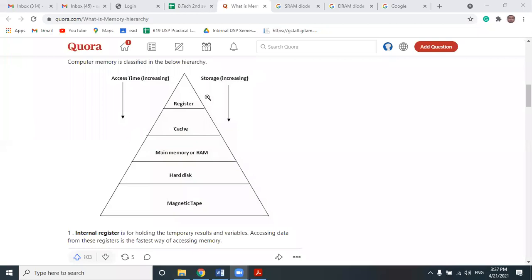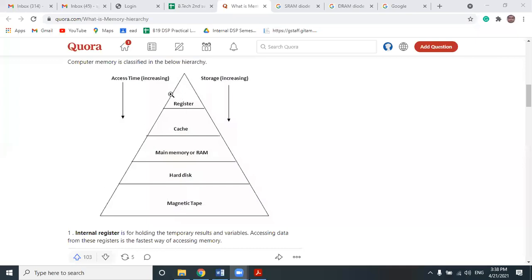Look, it is called increasing. Increasing means the access time is increasing, or you can say the speed of the memory is decreasing. Access time is equivalent to the speed of the memory. So access time increasing means speed of the memory decreasing. So register is the fastest memory in a computer system. So the speed of the memory decreases from top to bottom.